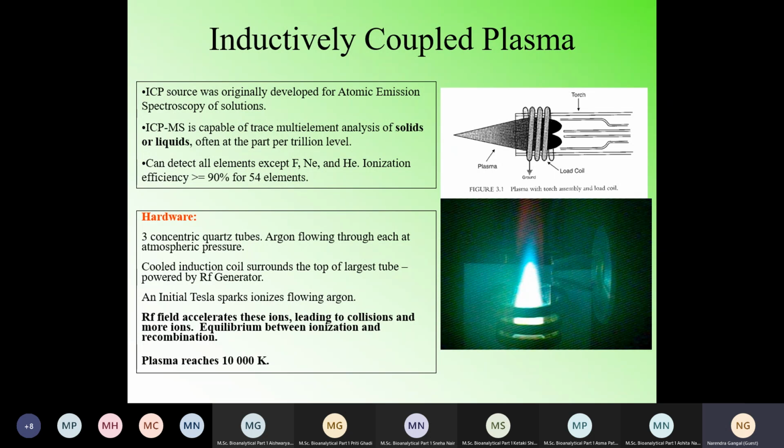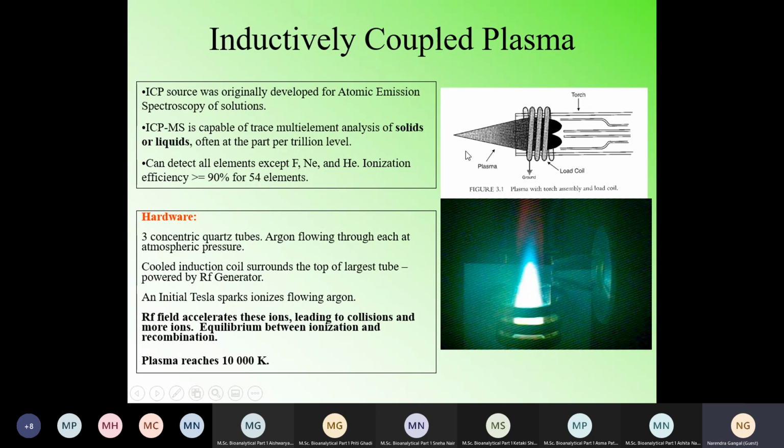So it can detect all the elements except fluorine, neon and helium. These somehow cannot be ionized using ICP either. Their ionization efficiencies are very poor. Ionization efficiency is good for 54 elements. Overall, ICP can be used for 50 to 60 elements, out of which 54 can be analyzed very successfully because the ionization efficiency is greater than 90%. So you can easily get a good signal. So how does it work?